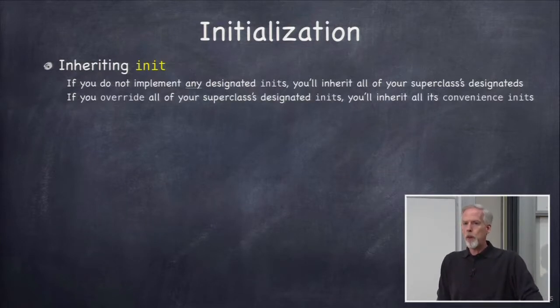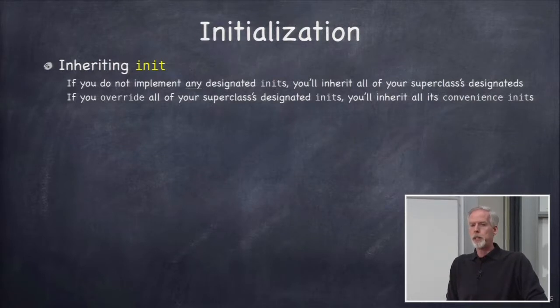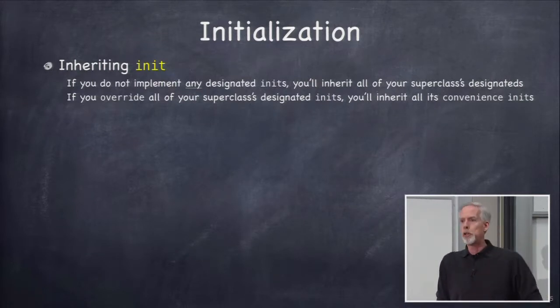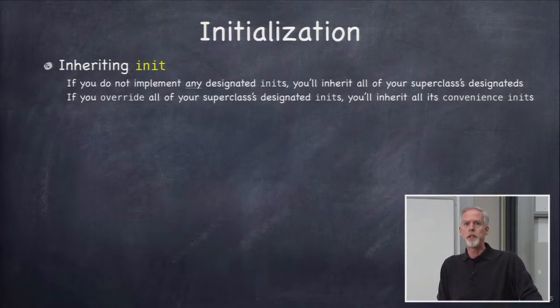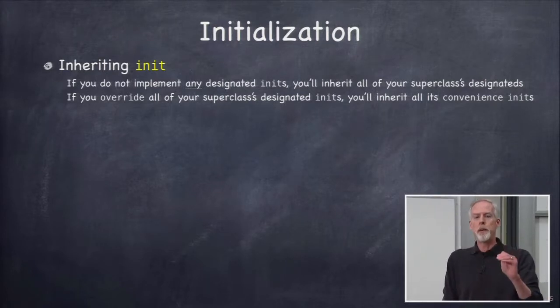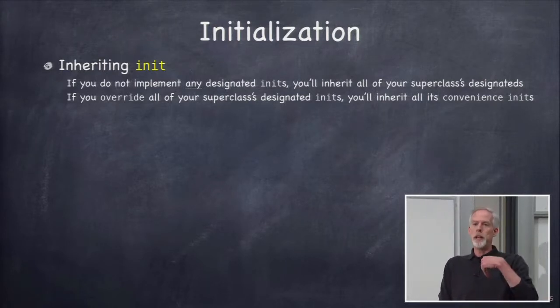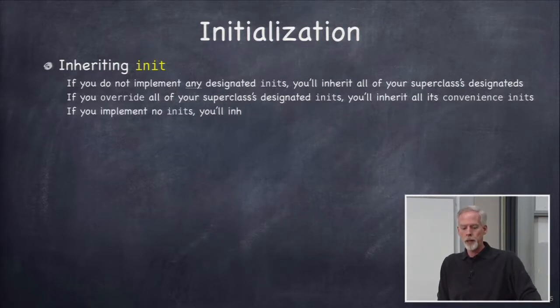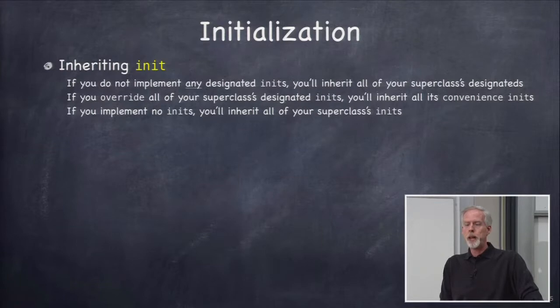If you override all of your superclass's designated inits, okay? So your superclass has 3 designated initializers with different arguments. If you override all of them, then you will inherit all of your superclass's convenience initializers. Also, if you implement none of them, you'll essentially inherit all the designateds and all the convenience in that case. Okay? So that's the inheritance rule.